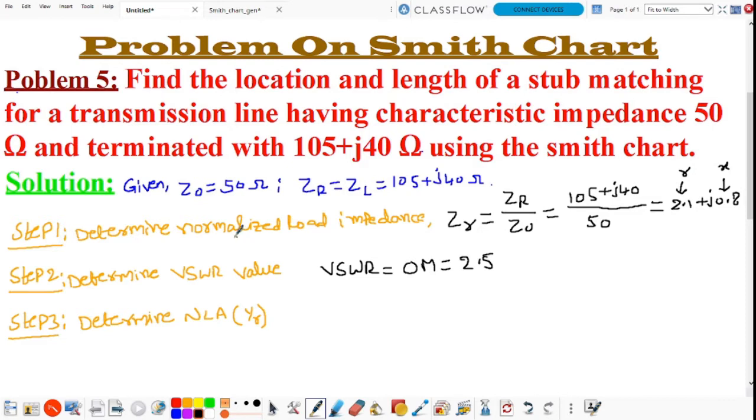So from the Smith chart, the normalized load admittance y_r at point Q is 0.41 minus j 0.158.